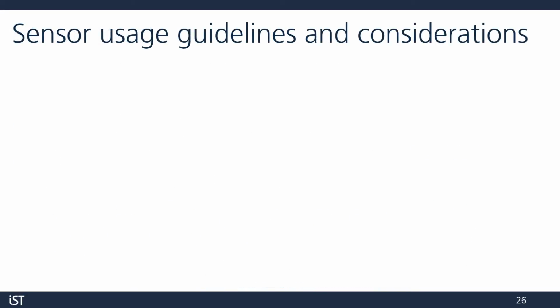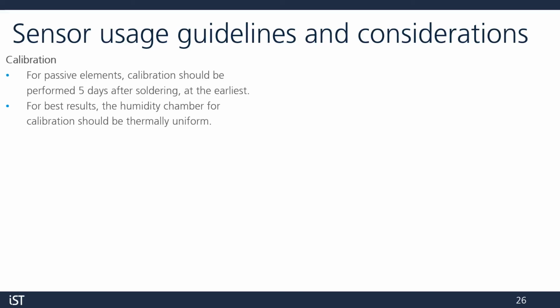There are a few important guidelines and considerations to take note of when you're working with these capacitive humidity sensors and modules. You can get in touch with us to discuss your specific application in detail, but here are a few general points to be aware of. Calibration. For passive elements like the P14, you should hold off on calibration until 5 days after soldering at the earliest. You should also be sure that your humidity chamber is thermally uniform for an accurate calibration.